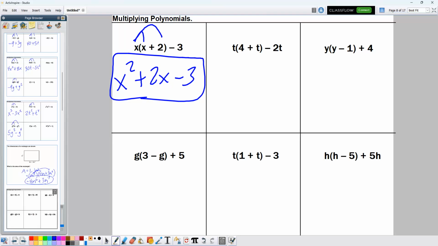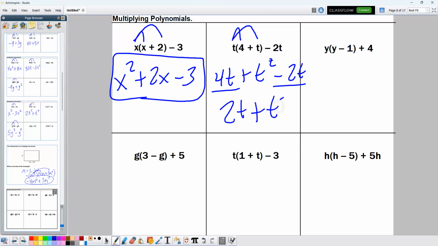Okay, let's try the next one. T times 4 would be 4t. T times t would be plus t squared minus 2t. Now I got some like terms, right? 4t minus 2t would be 2t plus t squared.